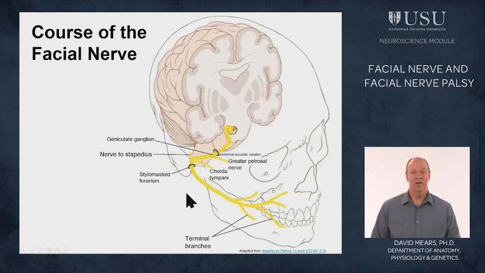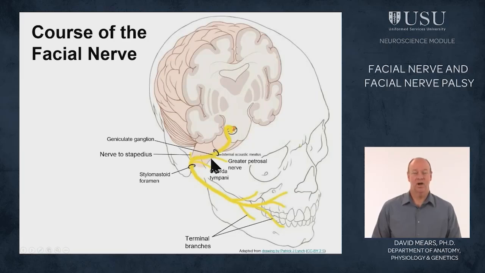And then the next part of the course of the facial nerve is going to be encased within the petrous temporal bone. And so within the petrous temporal bone, it's going to take a sharp bend, and at the location of that bend is the geniculate ganglion, which has the cell bodies of the sensory neurons of the facial nerve, and that's also where it's giving off its first branch, the greater petrosal nerve.